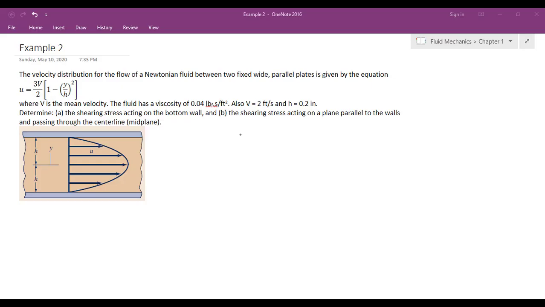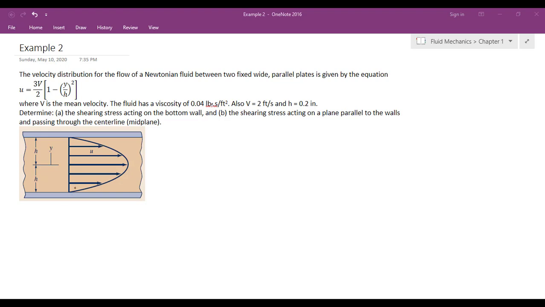Hello, now we'll solve example 2. The velocity distribution for the flow of a Newtonian fluid between two fixed wide parallel plates is given by the equation u = (3V/2)(1 − (y/h)²). So this is a fluid passing between two parallel plates.